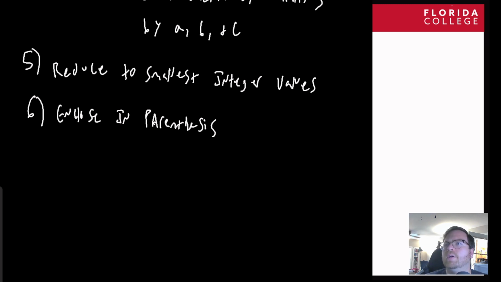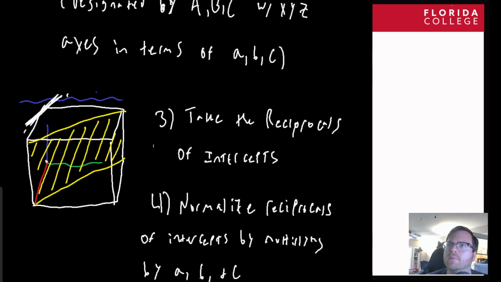Okay. I'll just draw an example. And that's why we don't draw our points with parentheses, because parentheses are reserved for plane Miller indices. And so once we complete step 6, we have Miller indices. Okay, so now let's walk through an example.